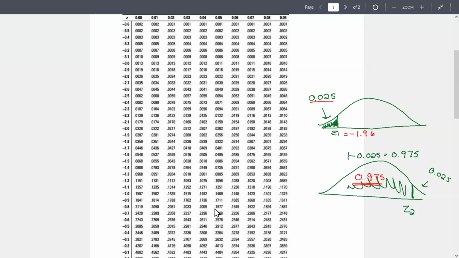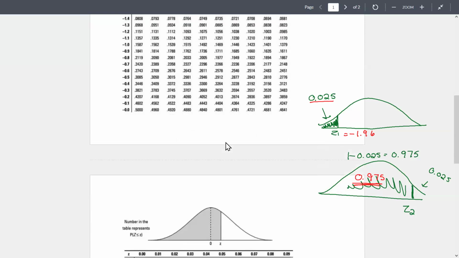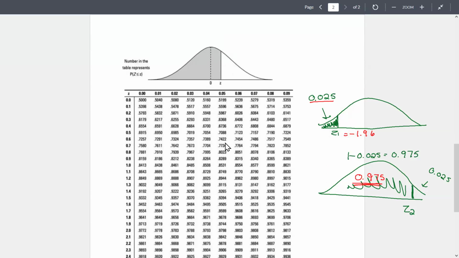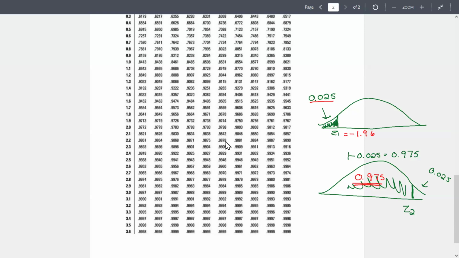As we see, this is all less than 50% because it's below the mean. This is everything that's going to be greater than 50% because it's above the mean. So we're going to look up here, and right here we have 0.9750. So 0.975, well, that z-score is going to be 1.9, and we need that last bit.